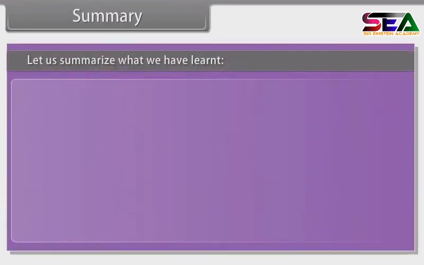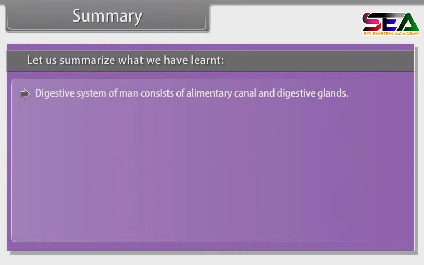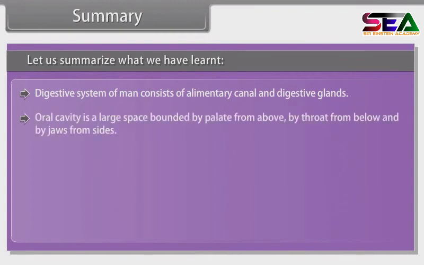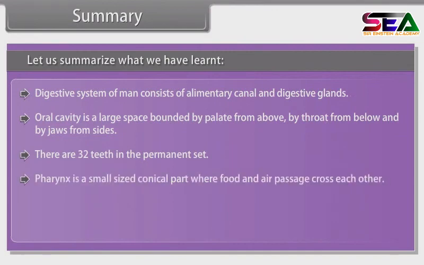Summary. Let us summarize what we have learned. The digestive system of man consists of the alimentary canal and digestive glands. The oral cavity is the large space bounded by the palate from above, by the throat from below, and by the jaws from the sides. There are 32 teeth in the permanent set. The pharynx is a small conical part where the food and air passages cross each other.